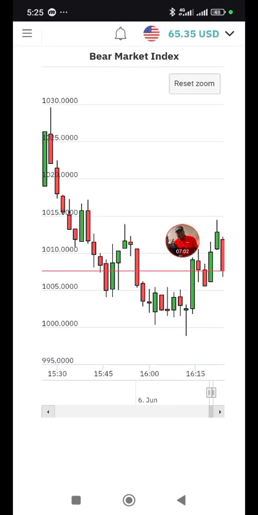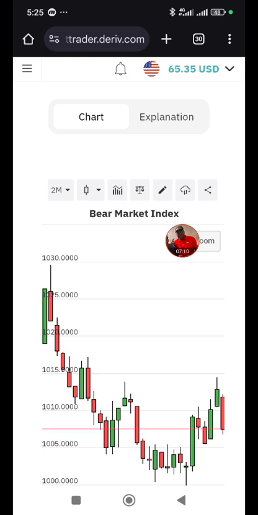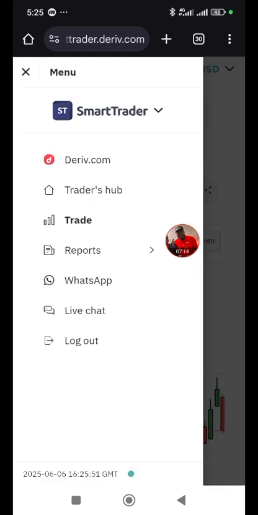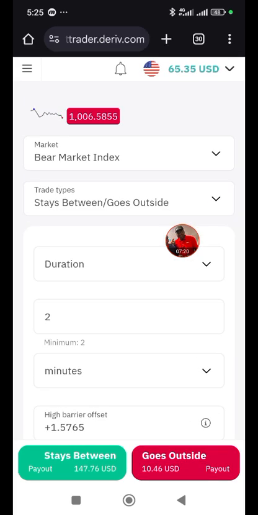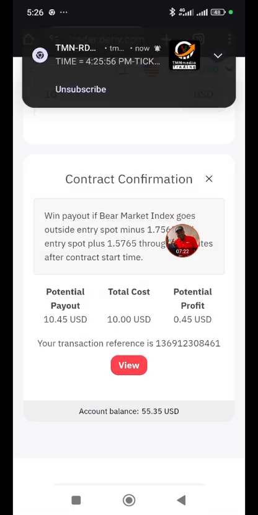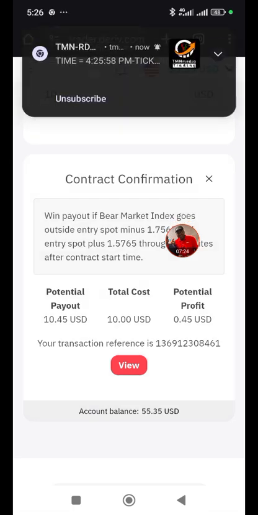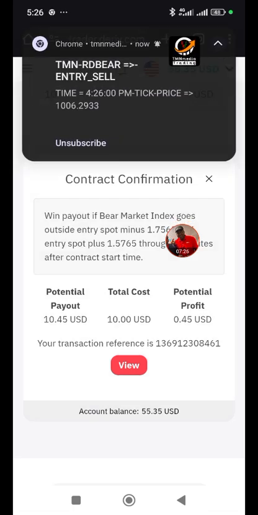Like this now, you use $5 to make like... this one now is a signal. But I'm not going to trade this one. I'm going to trade this one. So I'm going to do goes outside. You can see the signal popping up. So I opted for goes outside.